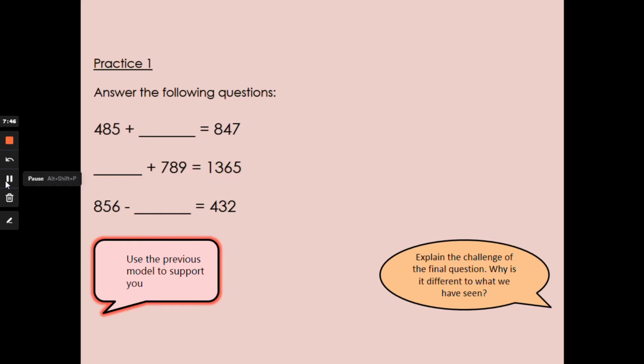The way we do it is we start with the 847. We work backwards and do the opposites. What's the opposite of adding 485? That is taking 485 away. So 847, take away 485 will give you the missing number. So can you start at one end, work backwards and do the opposite? Can you give those 3 questions a try, please?